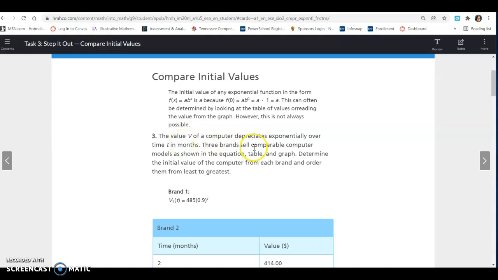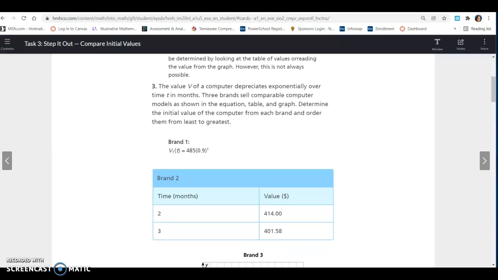The value v of a computer depreciates exponentially over time t in months. Three brands sell comparable computer models as shown in the equation, the table, and the graph. Determine the initial value of the computer from each brand and order them from least to greatest.